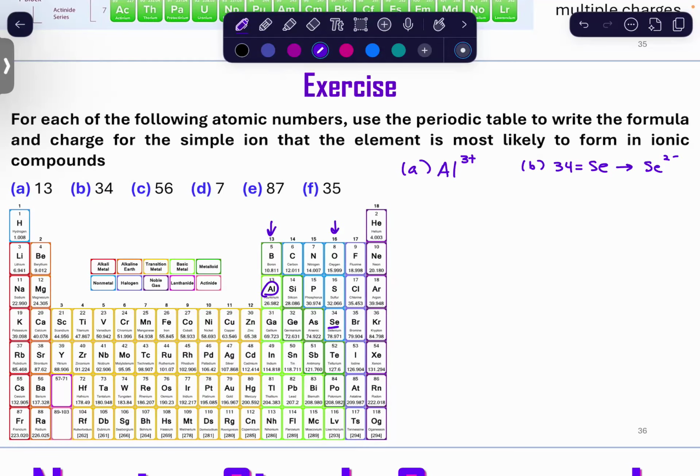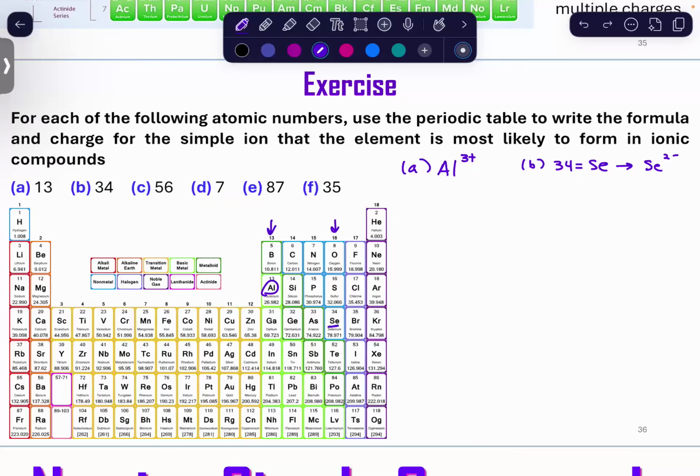And now what name would this take? Okay, so aluminum, it's a cation, it's positive. So that's the aluminum ion. The selenium takes on a -2, so that's an anion, it's negative. So this becomes the selenide ion.